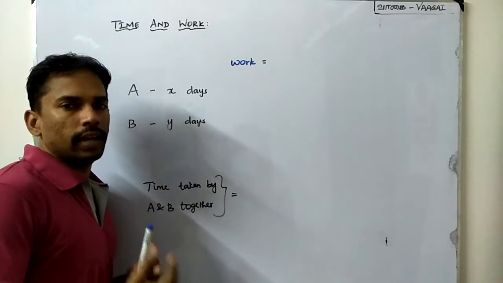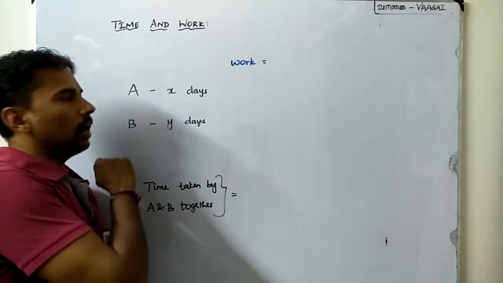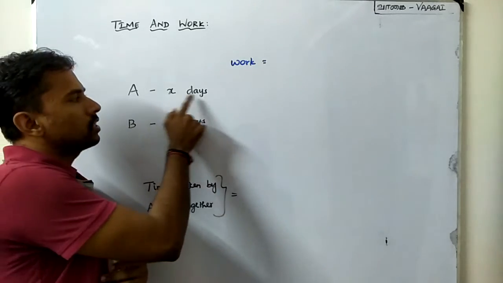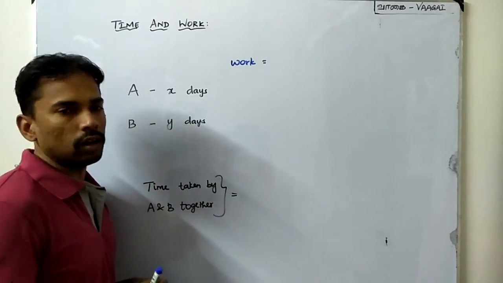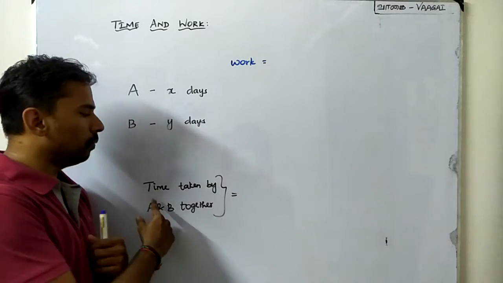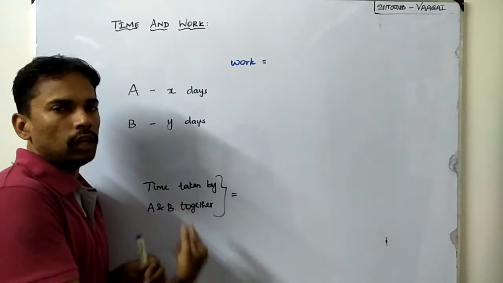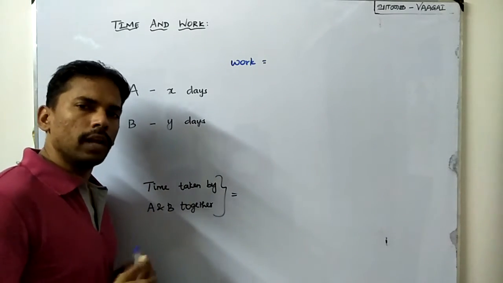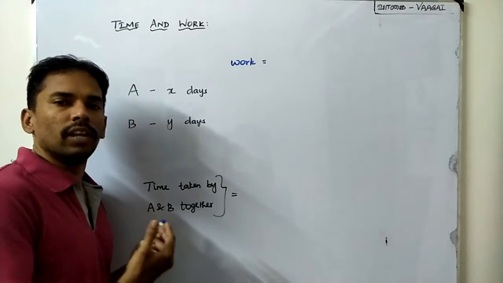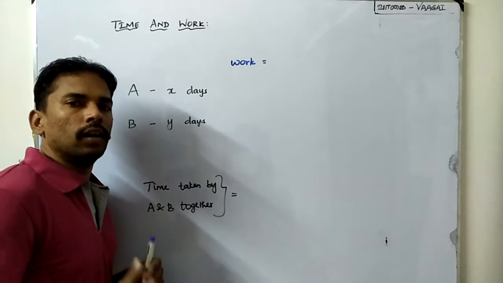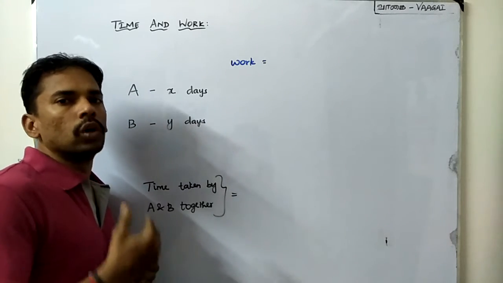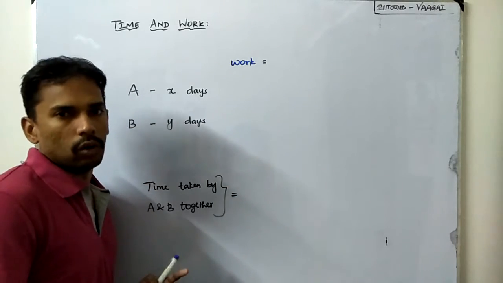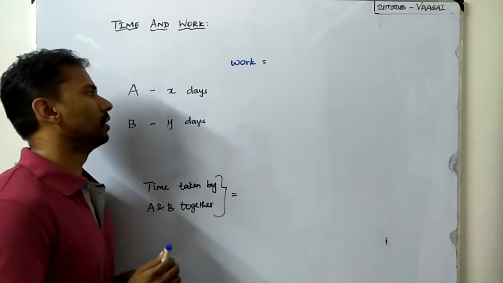For an example, there are two people A and B, and let's assume that A is taking X days to finish some particular work and B is taking Y days to complete the same work. Our task is to find the time taken by both of them together to complete the work. We have solved many problems like this. It's a very basic question, but if we see the concept behind it, it will be even easier for us to solve the problem even more quickly.